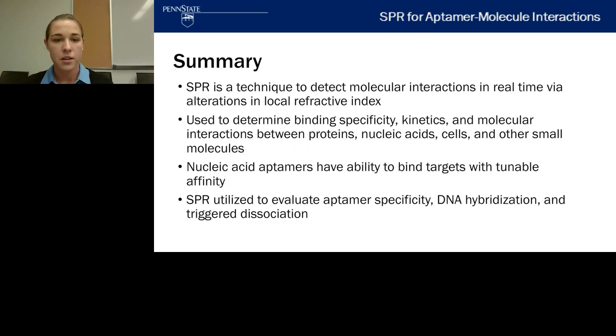So as a summary, today we've talked about how SPR can be used to detect molecular interactions in real time and with no necessary labeling steps. We've also looked at the types of samples that can be used, including proteins, nucleic acids, and other small molecules, and how aptamers can be used to test the binding of targets with tunable affinity. We've also talked about how our lab group uses SPR to evaluate aptamer specificity, the ability to release aptamers, and how DNA hybridization can be used to form polyvalent aptamers and DNA polymers.